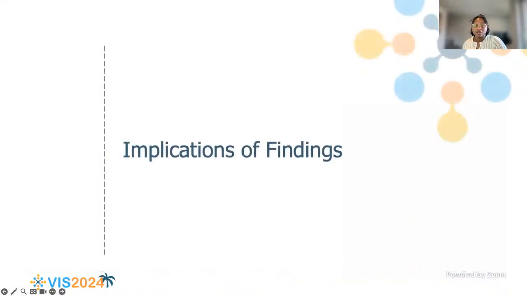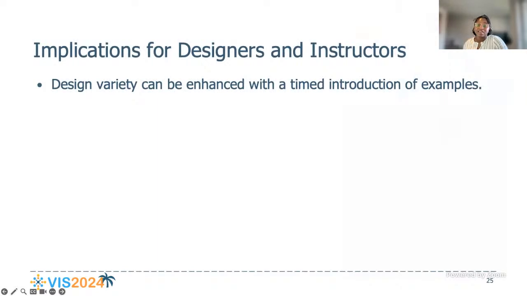And so what are the implications of our findings? Well, first, for designers, we find that design quantity and variety can be enhanced with a timed introduction of examples. So designers and educators can improve the design outcomes by delaying the use of examples until after an initial brainstorming session has been had.